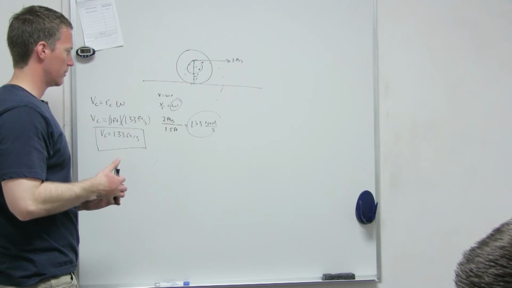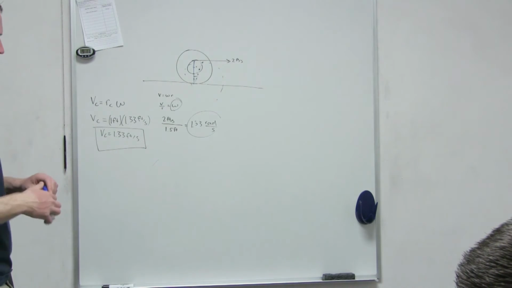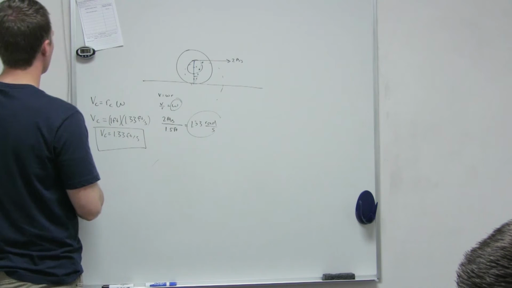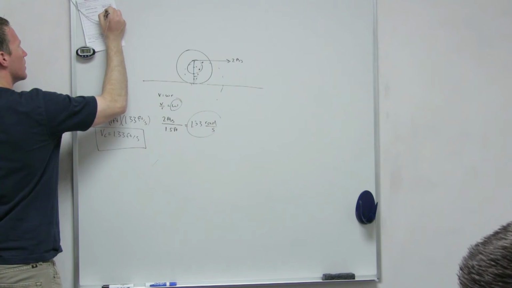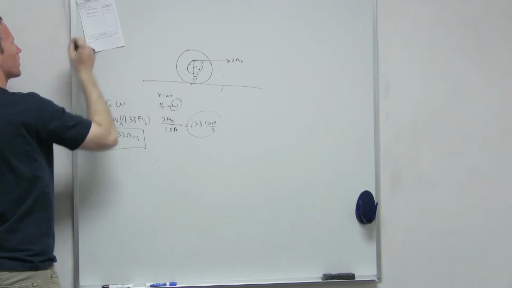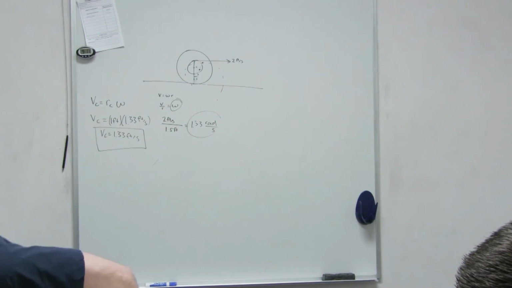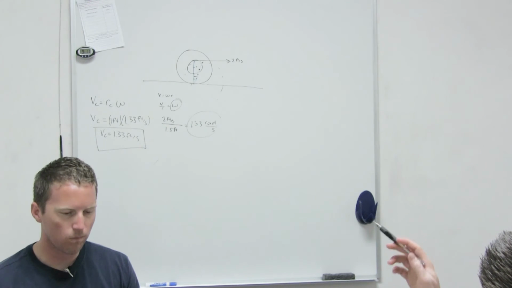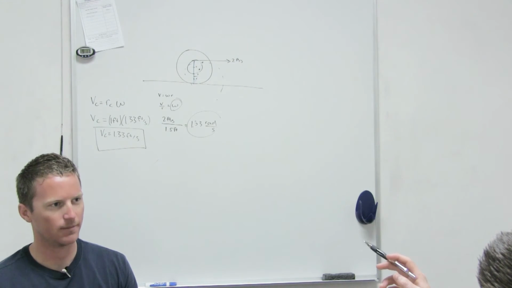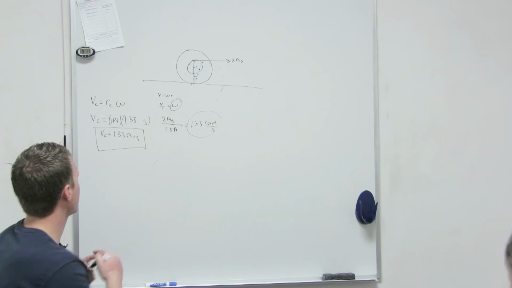So we went to VC equals RC times omega, and for RC that was 1 foot, and omega is 1.33. So how come you switched from radians per second to feet per second? Because I messed up. Okay, so what is it, radians per second? Yeah, this is radians per second. Okay. Thank you.